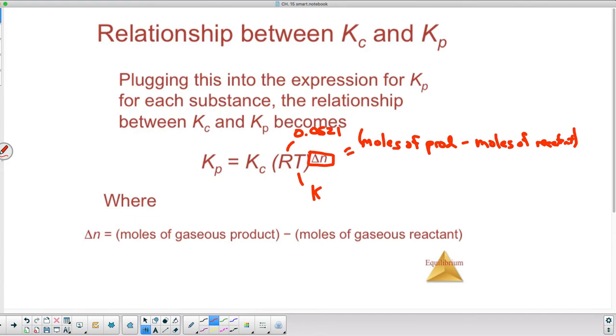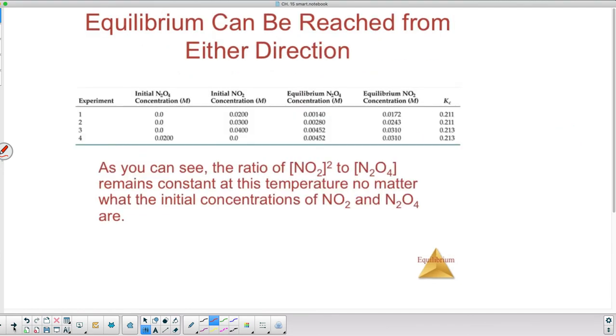Okay, we're going to do problems where we have to go from Kp to Kc and Kc to Kp. Okay, so I understand that there's some confusion about what moles of gaseous product and moles of gaseous reactant are, but I will go through that specifically with the problems for 15A.